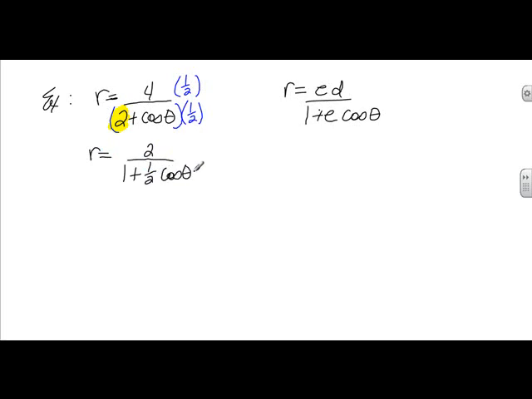Now I recognize that the foci are on the x-axis because the equation contains a cosine. Of course, we know one of the focal points, one of the foci, is going to be at the origin, so that's a given. The other thing that I know is the eccentricity of this equation, e is equal to 1/2. So since that's less than 1, I know we're looking at an ellipse.